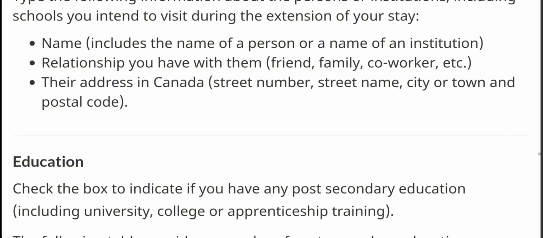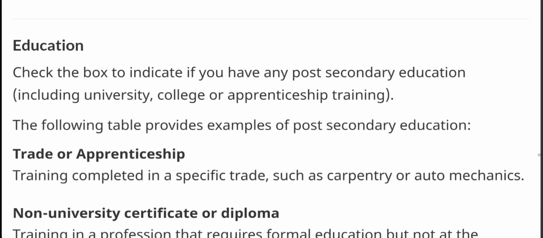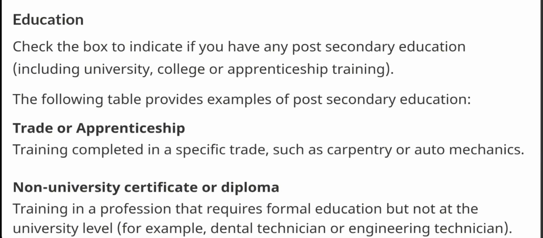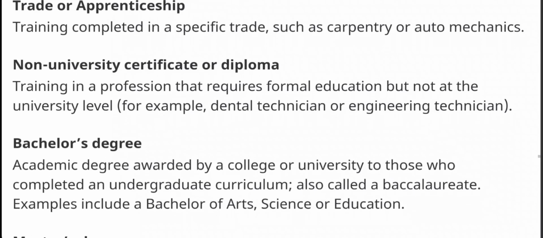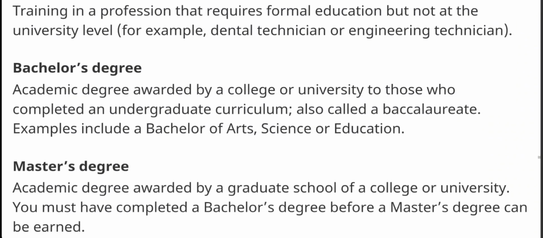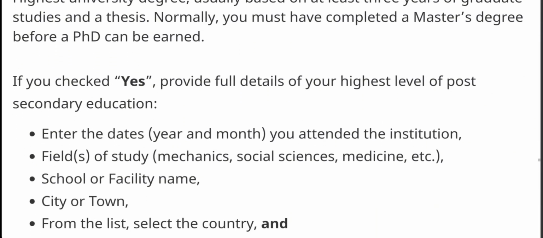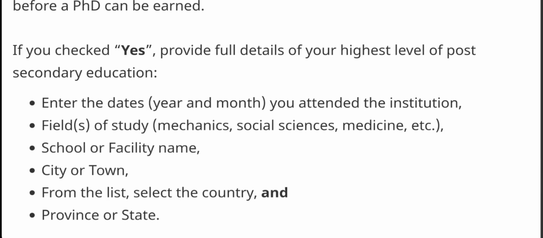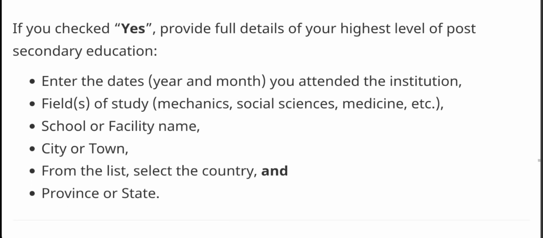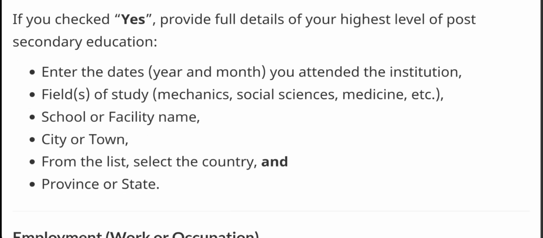Now, for question 2, indicate how long you plan to stay using the from and to fields, and indicate the amount of money you have available for your stay. If you have a family relative that you're going to stay with during the extension, you have to include their name, the relationship, and the address of that person.